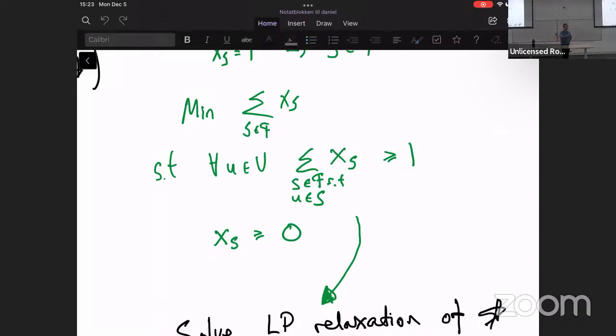An element can be present in more than 2 sets, right? So suppose I have some element and there is a 1/3, 1/3, 1/3. It used to be covered, but all of them get rounded down to 0. And now this guy isn't covered anymore. So this simple rounding up from 0.5 doesn't work.